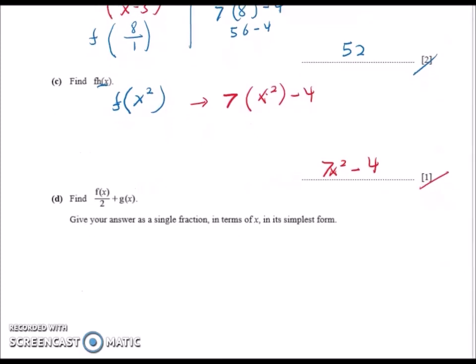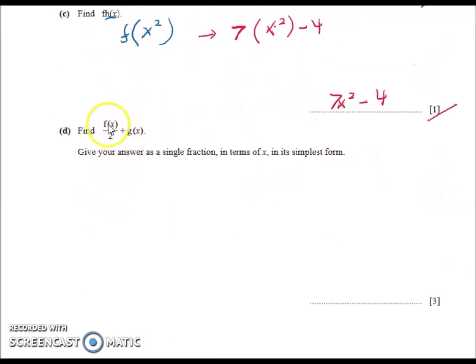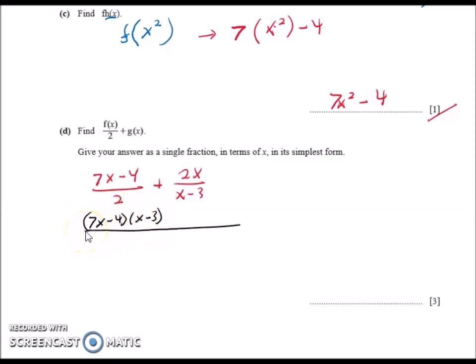Okay, the next question here will be f(x) plus g(x). So we just have to substitute the values. This is f(x), and then we plus g(x), which is 2x over x minus 3, and then we cross multiply the values here. Here you'll be getting 7x minus 4, and then multiplied with x minus 3. Same goes to the bottom: here you'll be getting 2 multiplied with x minus 3. The 2 will be multiplied on both sides. So here you'll be getting 4x. We have to simplify this function.